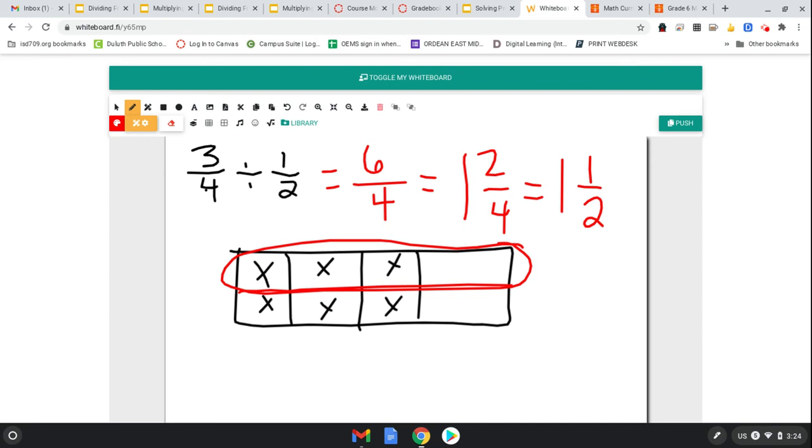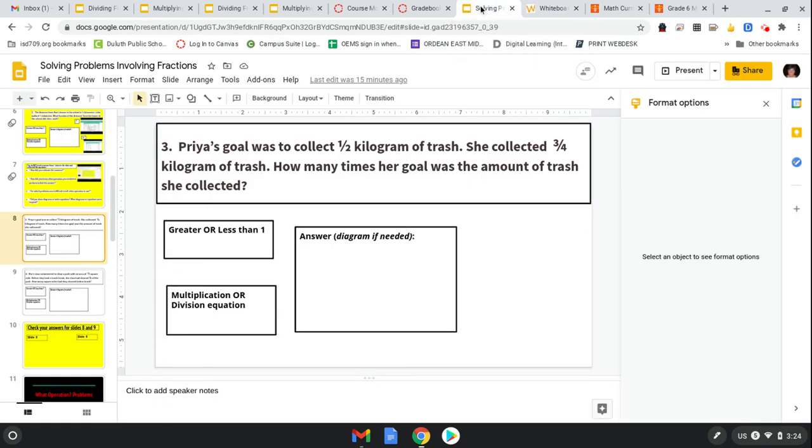Again, that's just one way that you could draw a diagram. There are others. So our answer here should be greater than 1. Our division equation, 3/4 divided by 1/2. Multiplication equation, what times 3/4 equals 1/2? And then our answer, which was 1 and 1/2. And again, you could check your answer by substituting your answer in the multiplication equation.